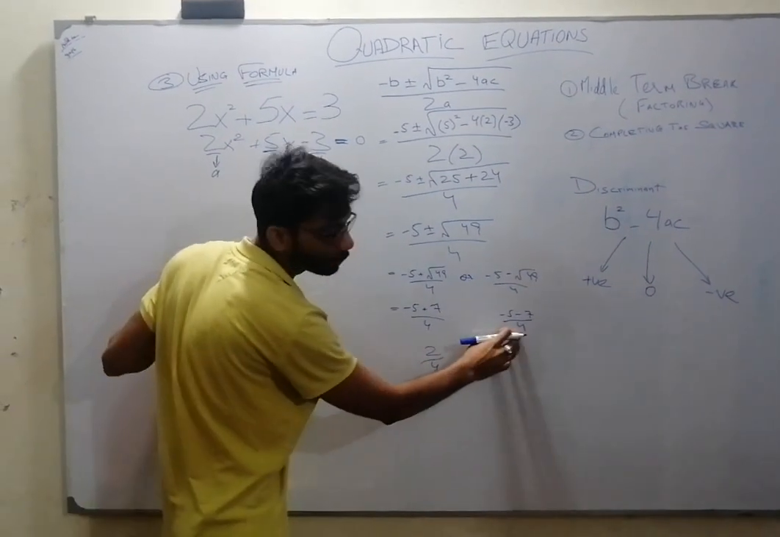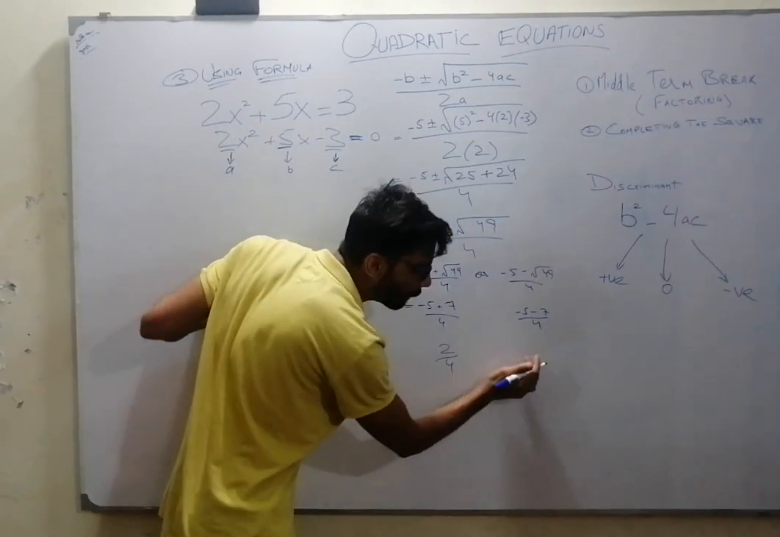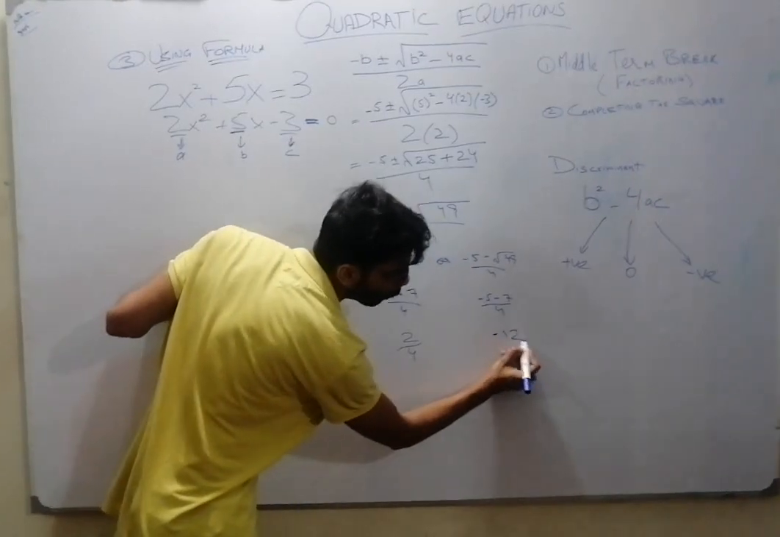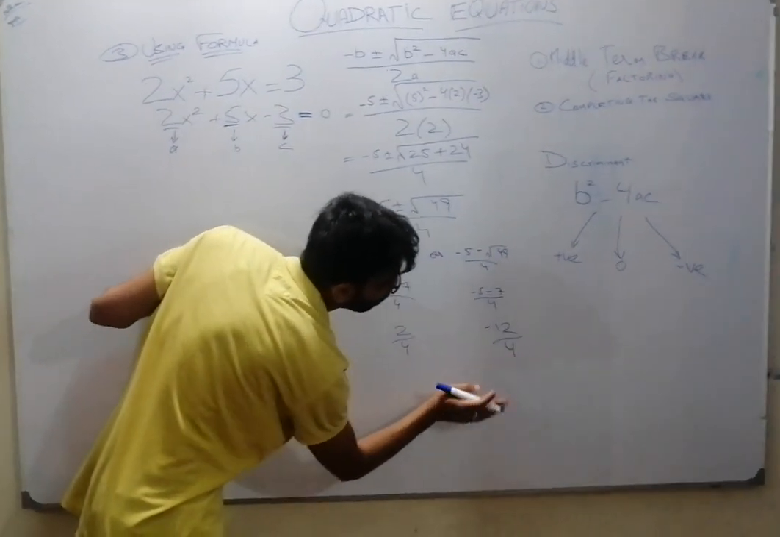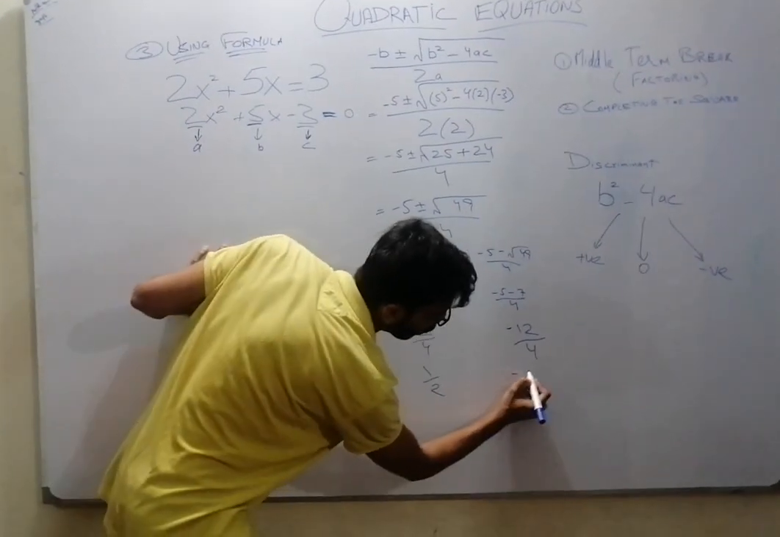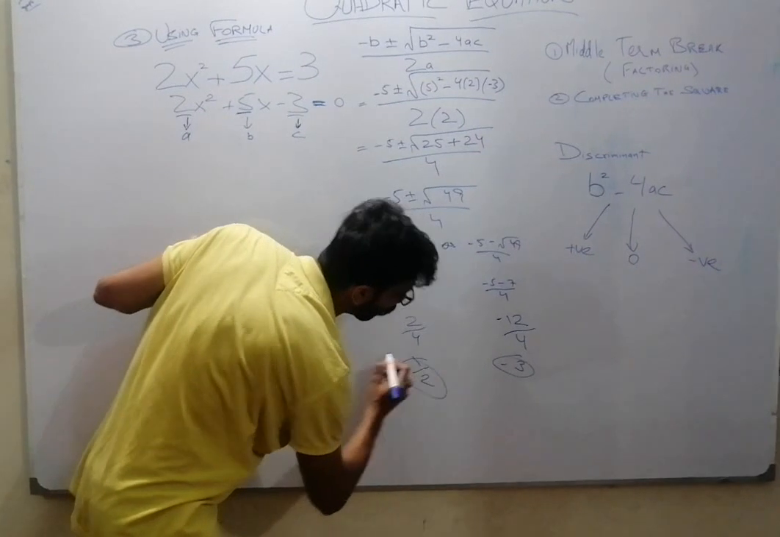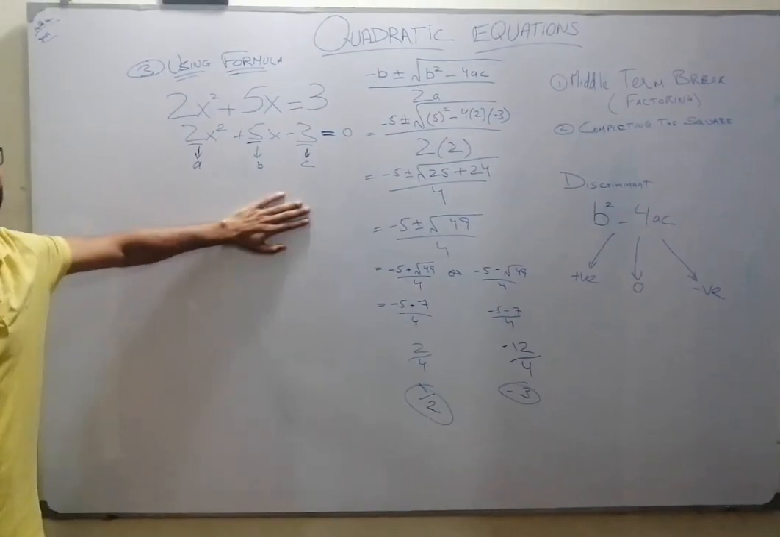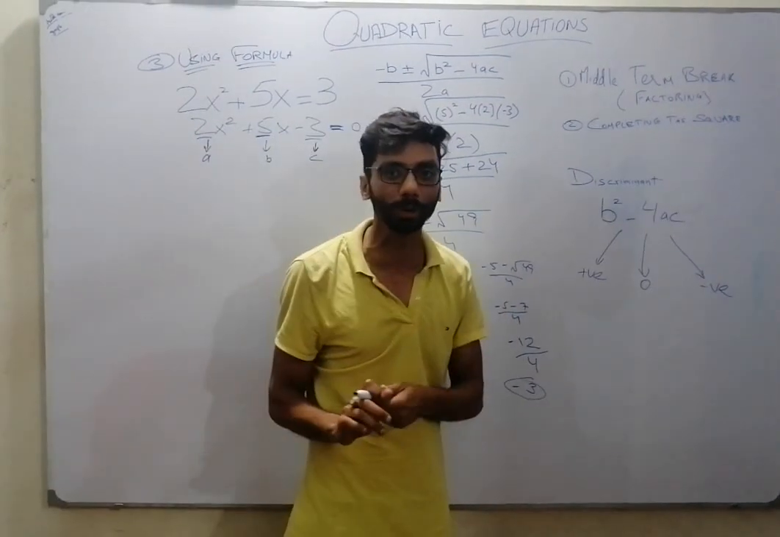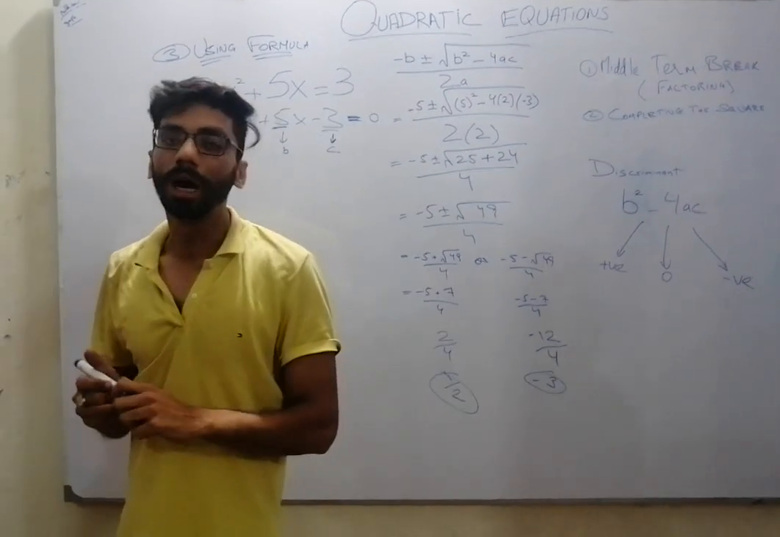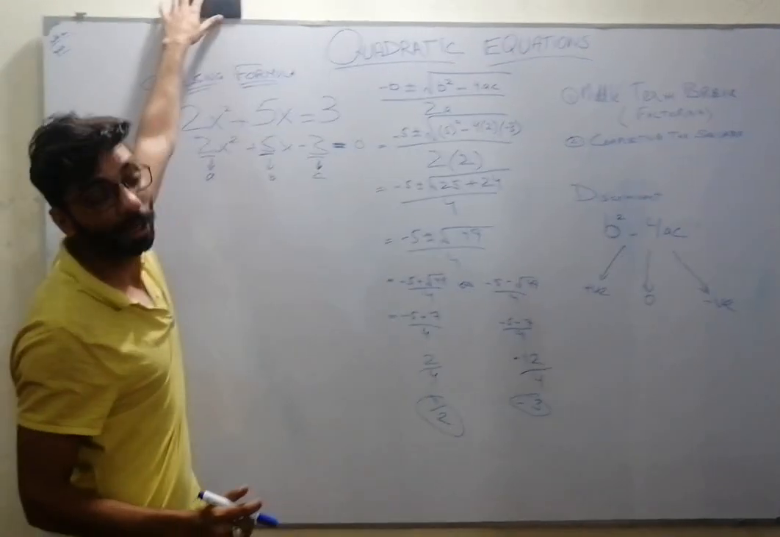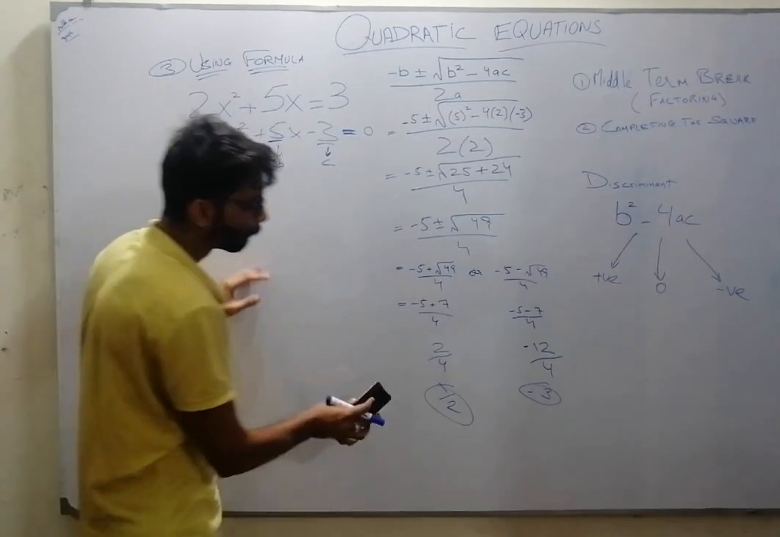And in this part, minus 5 minus 7. We'll be carrying the negative sign, but both numbers will be added and they'll form 12. So this is 1 over 2 and this is negative 3. So look, we have got two answers by using the formula. As we have previously seen in the other two methods, middle term break and completing the square, we normally get two answers. These two answers show our roots.